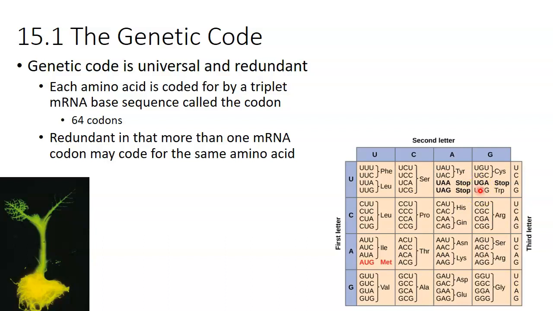So I need you to know that the genetic code is coded for in the bases of the mRNA message, which is coded for by your genes in your DNA, and that the genetic code is universal and that it is redundant.